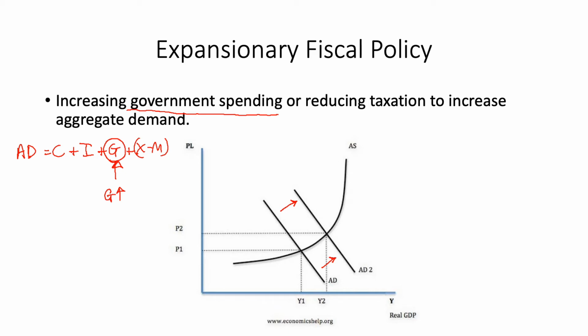We could maybe do this by hiring more teachers to reduce class sizes. That would be a way of increasing aggregate demand, because the government has hired more teachers. They now need to pay those teachers' salaries, meaning that government spending will have increased. How will reducing taxation lead to an increase in aggregate demand?